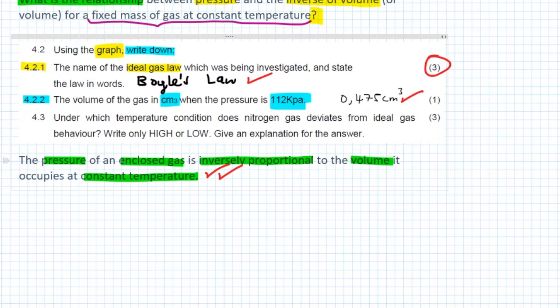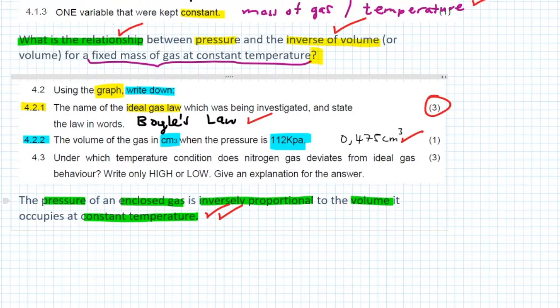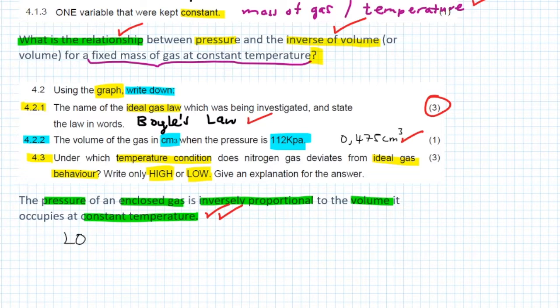Now comes question 4.3, and this question says, under which temperature condition does nitrogen gas deviate from ideal gas behavior? Write down either high or low, then give an explanation. So the correct answer is low temperature, and we know this because we've learned it off by heart. But what is the reason?